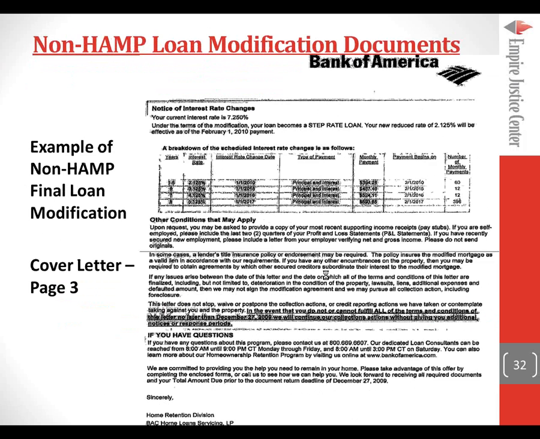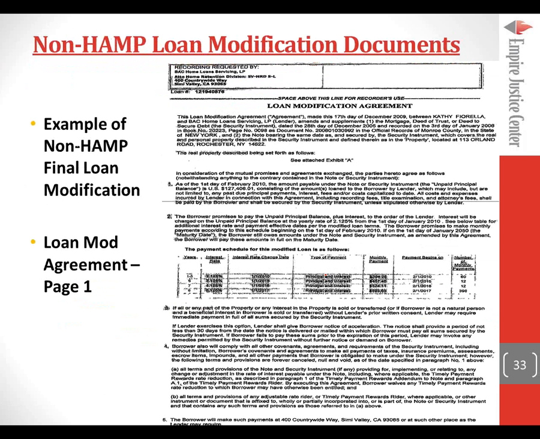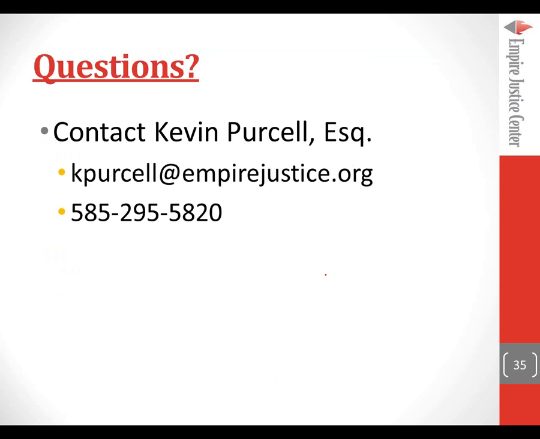Okay, there is an example here of a non-HAMP loan modification. I think it's somewhat self-explanatory. It does have all of those things that we talked about as far as looking for them. If you go through that and you have questions, please feel free to follow up directly. You'll see on the screen my email address and my phone number. We are bumping up here against 1 o'clock, so I'm going to cut it off there.